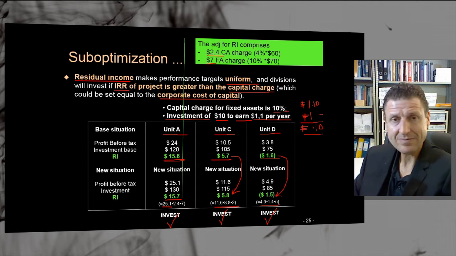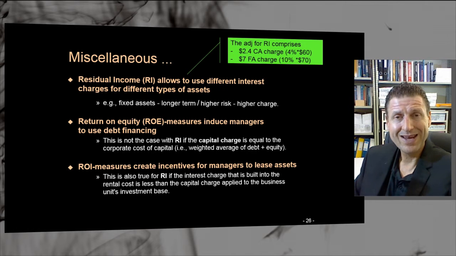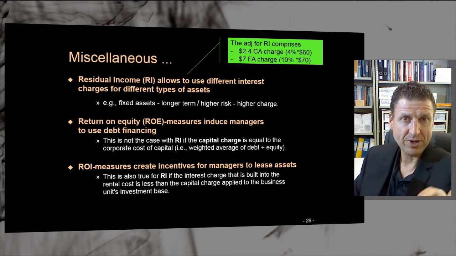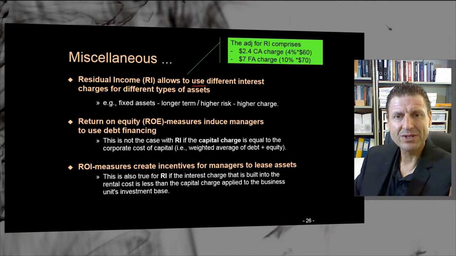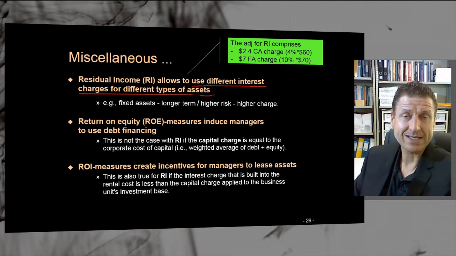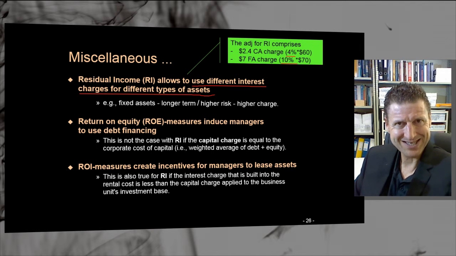Okay, let's have a look at the next section. We have a few little items to make clear about the summary of residual income. Residual income allows for the use of different interest charges for different types of assets. Notice in the example, we had a 4% charge for current assets and a 10% charge for fixed assets. Notice that's different.